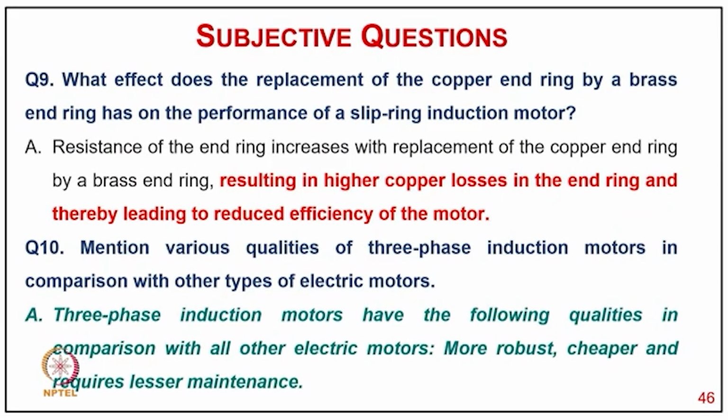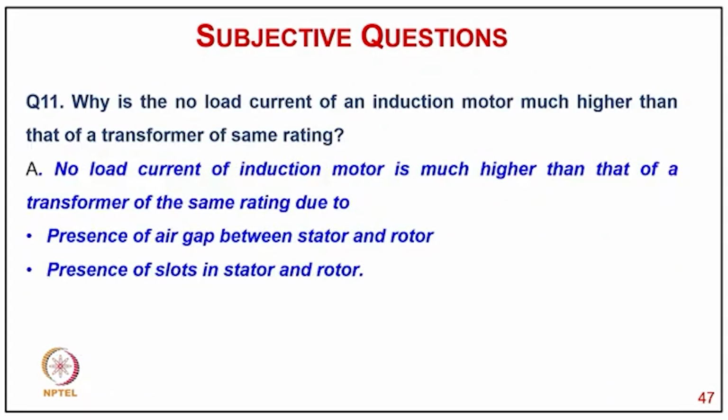What are the effects of the replacement of copper end ring by brass end ring on the performance of slip ring? Resistance of the end ring increases with the replacement of copper by brass, resulting in a higher winding loss in the end ring, and thereby reducing the efficiency of the motor. To mention the various qualities of three-phase induction motor compared to other electric motors: three-phase induction motors have the following qualities in comparison to all electric motors, like it's more robust, cheaper, and requires lesser maintenance.